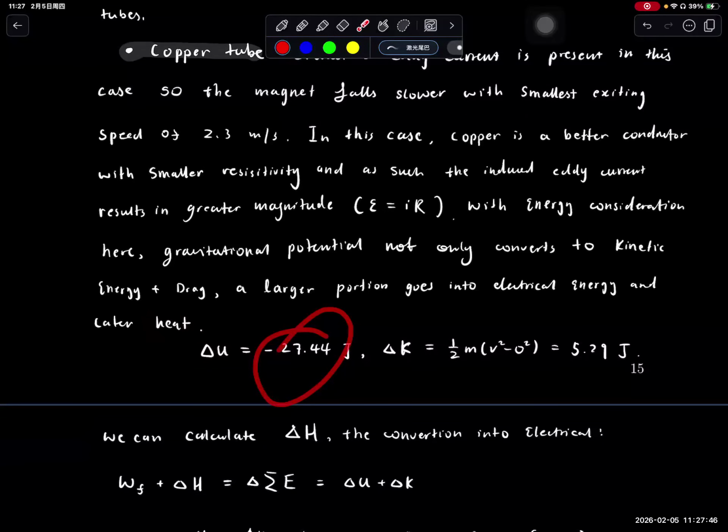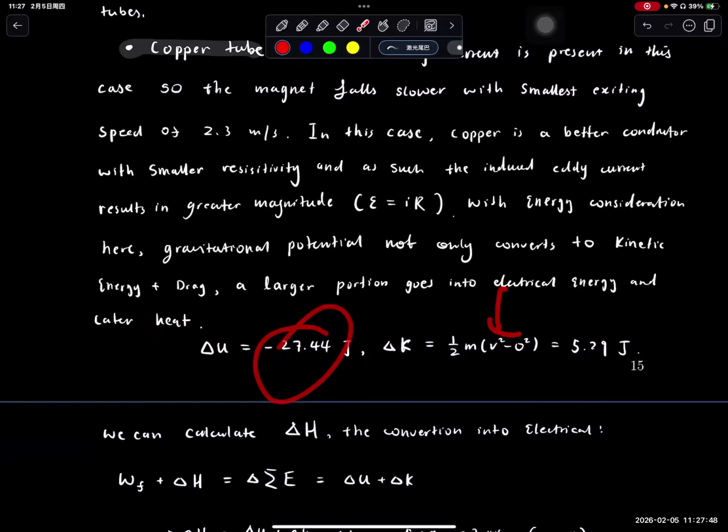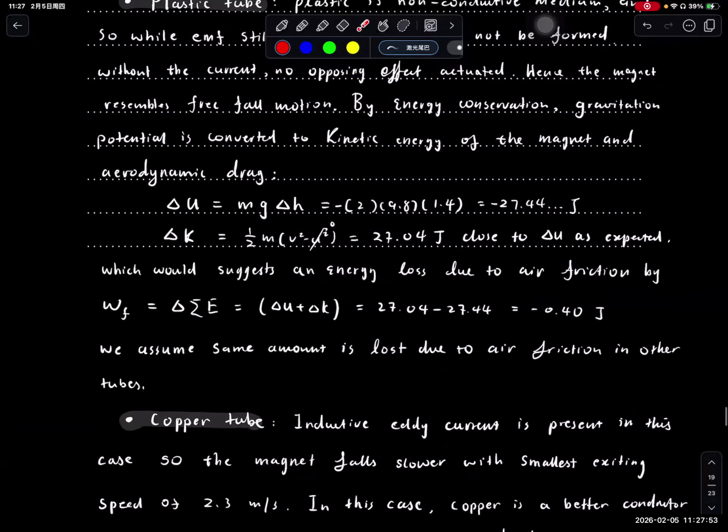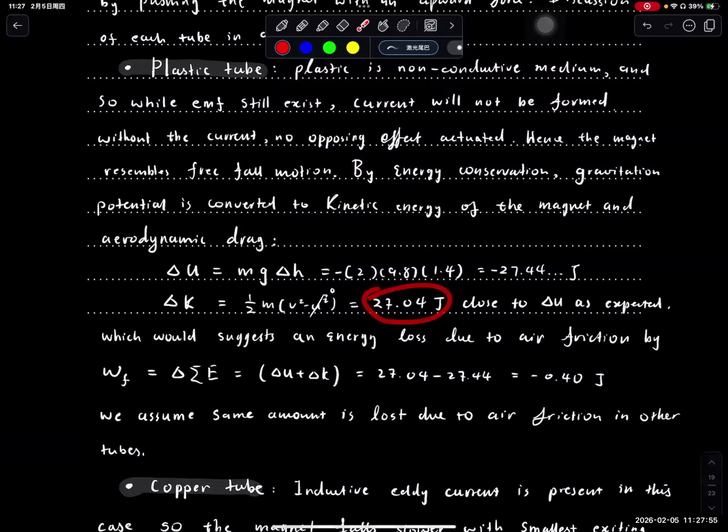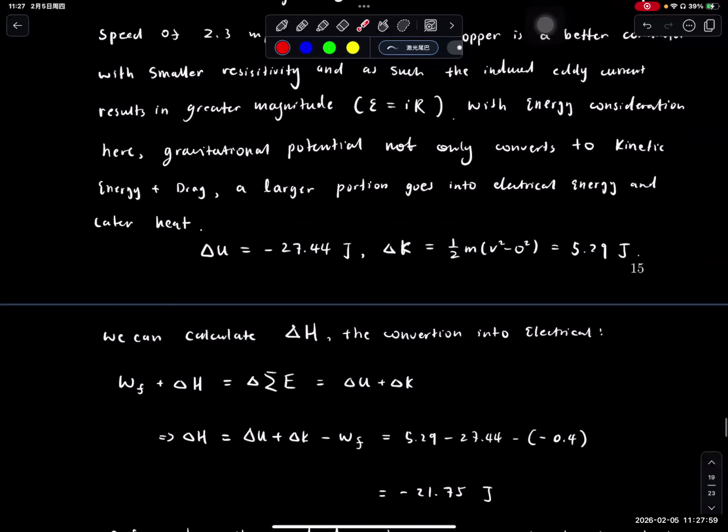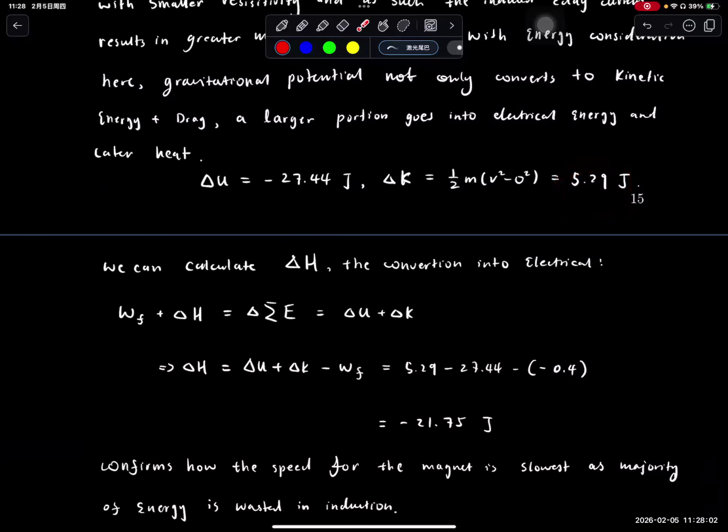Change in potential is still that. And delta K, if you use the value given in the table, you can get 5.29 joules. So it's a big difference compared to the one we got before. In the plastic tube, it's 27.04. It's almost exactly equal to delta U. But in this case, it's only 5.29.